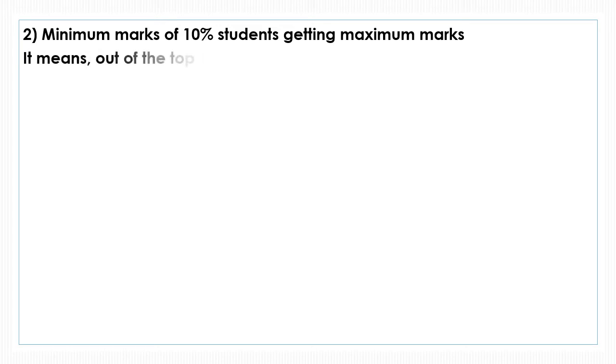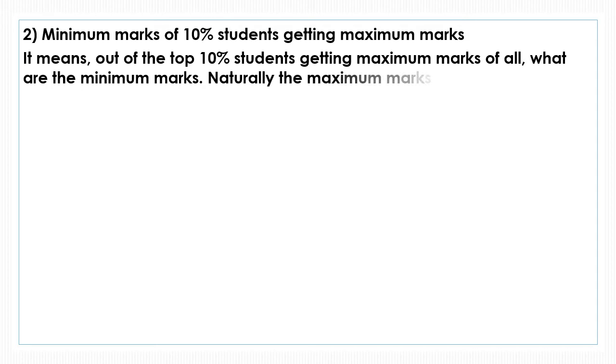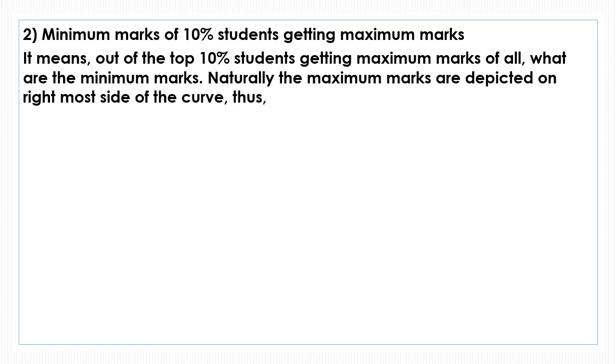That means that out of the top 10% students getting maximum marks, of all of the students, what are the minimum marks? Naturally, the maximum marks are depicted on the right hand side of the curve. Okay, so therefore when we draw the curve, we write it as x is greater than x1, where we write x1 as the minimum marks.